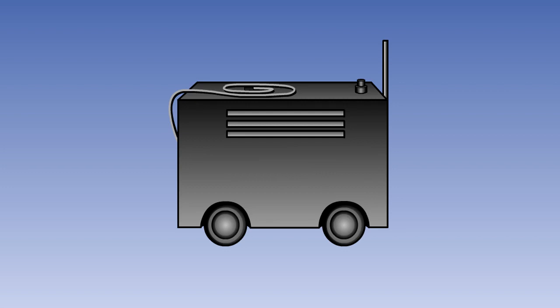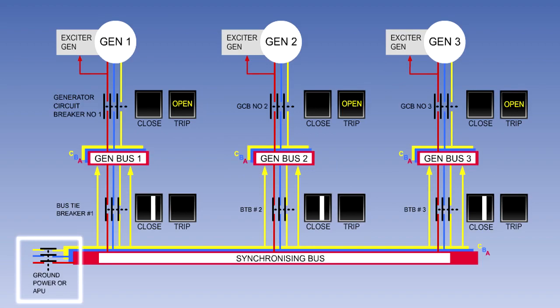On the ground prior to engine start, electrical power can be supplied to an aircraft by a ground power unit. The standard modern ground power unit output is 115/200 volts, 400 Hz, 3-phase AC, the same as the engine-driven generators. Ground power can be used to supply all the aircraft's electrical loads.